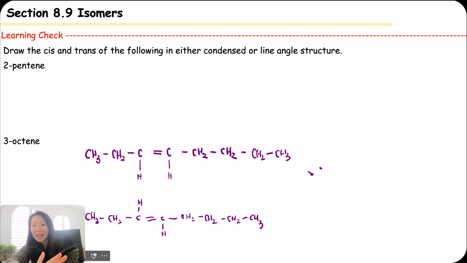Now let me draw the line angle structure. So there are 8 of them here: 1, 2, 3, 4, 5, 6, 7, 8. And on the third carbon, there is a double bond. The trans one looks something like this, a zigzag line where the double bond is located. For cis, remember I said it looks more like a bucket. So on the third carbon, it's going to have a bucket.